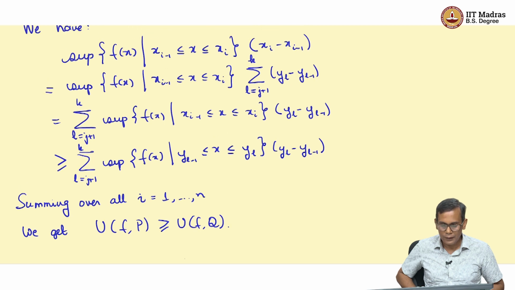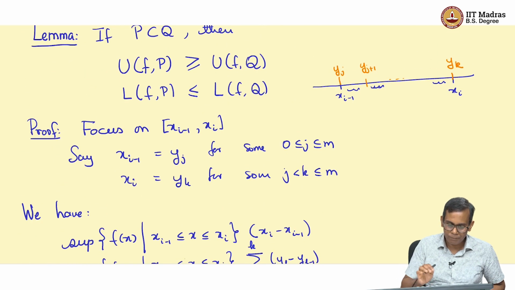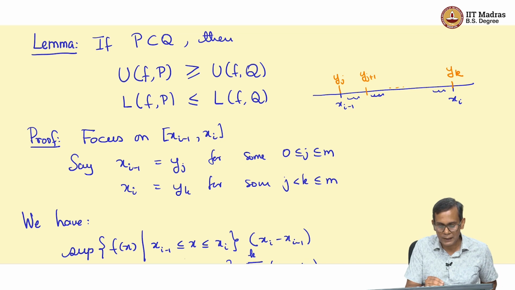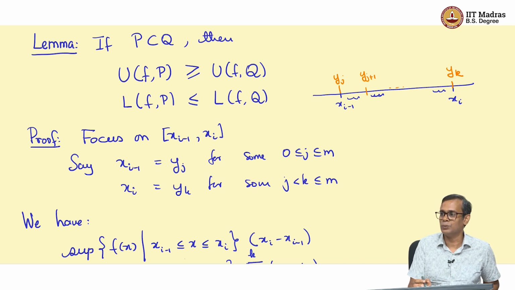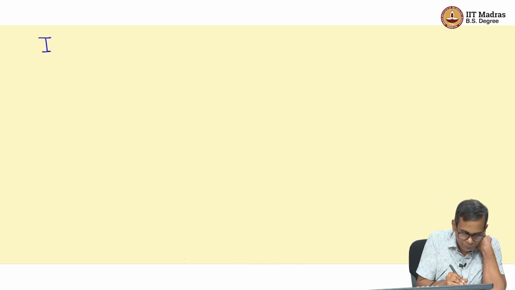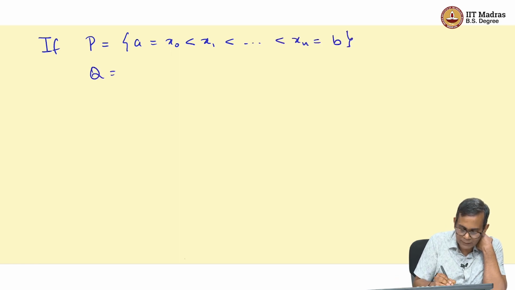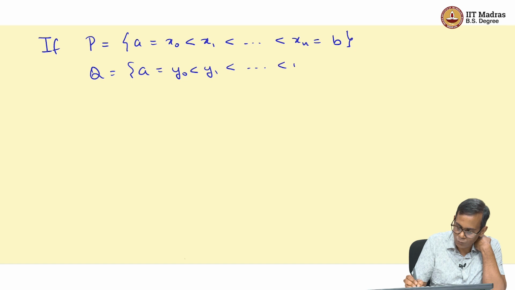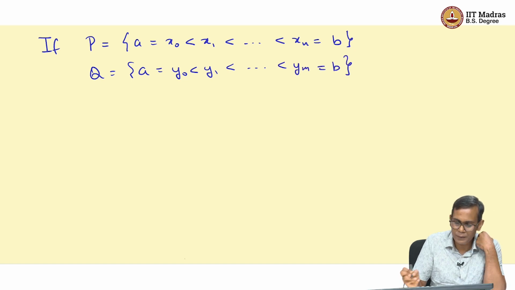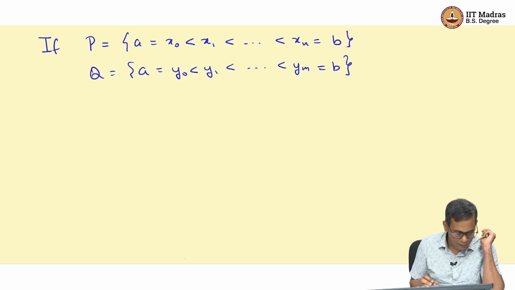Similarly, you can show that if Q refines P, then L(f,P) is less than or equal to L(f,Q). So given two partitions P and Q, let's say P is a equals x_0 less than x_1 less than ... less than x_n equals b. Q is a equals y_0 less than y_1 less than ... less than y_m, which is equal to b. And I'm not assuming that Q refines P or anything. I can talk about a new partition which refines both of them.